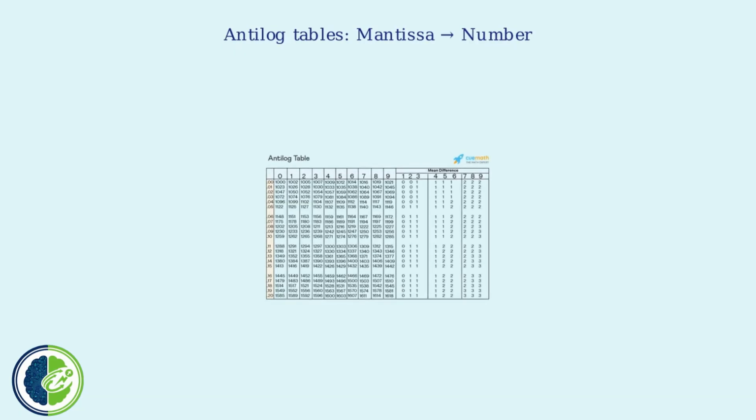To find anti-logarithms, we use anti-logarithm tables. These tables work in reverse. We look up the mantissa to find the corresponding number, then adjust using the characteristic to get our final answer.